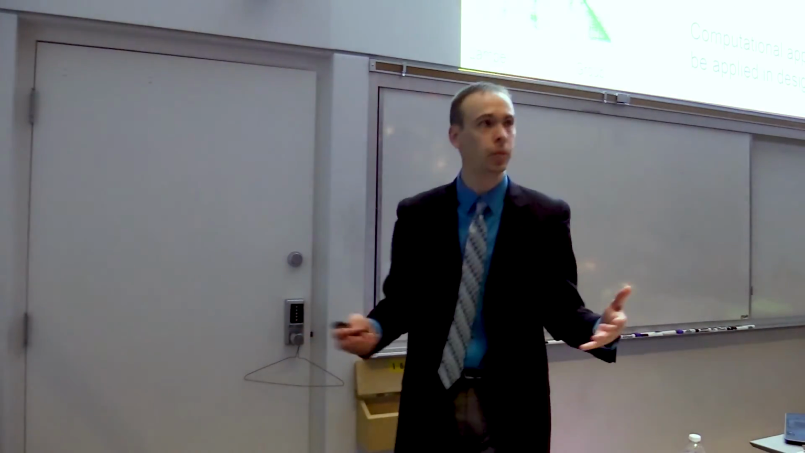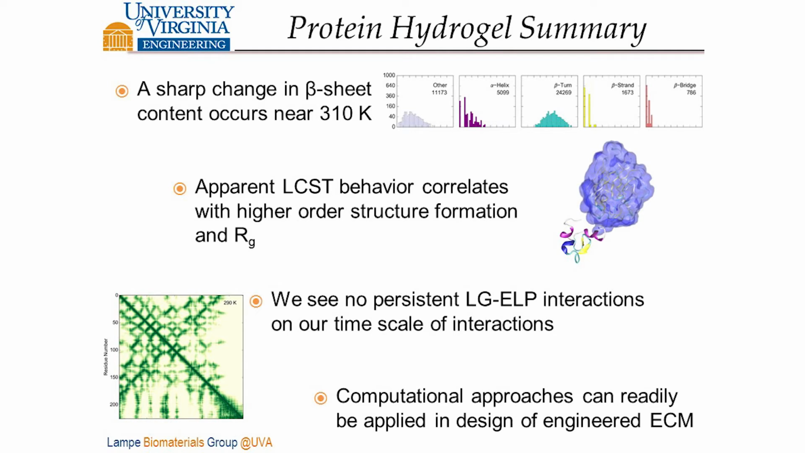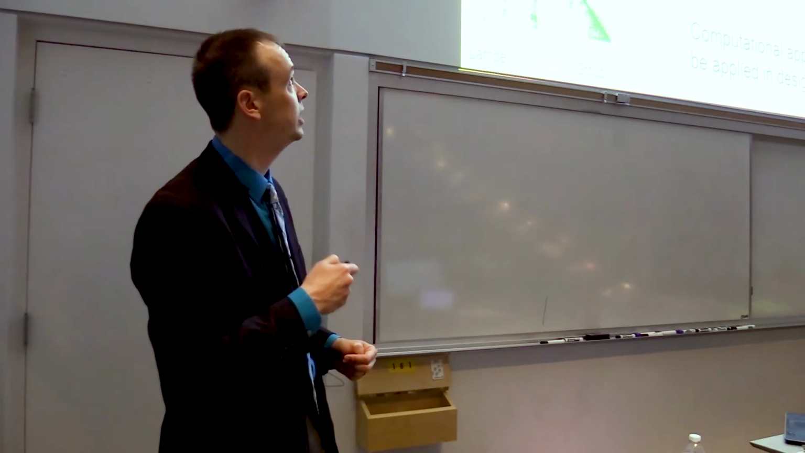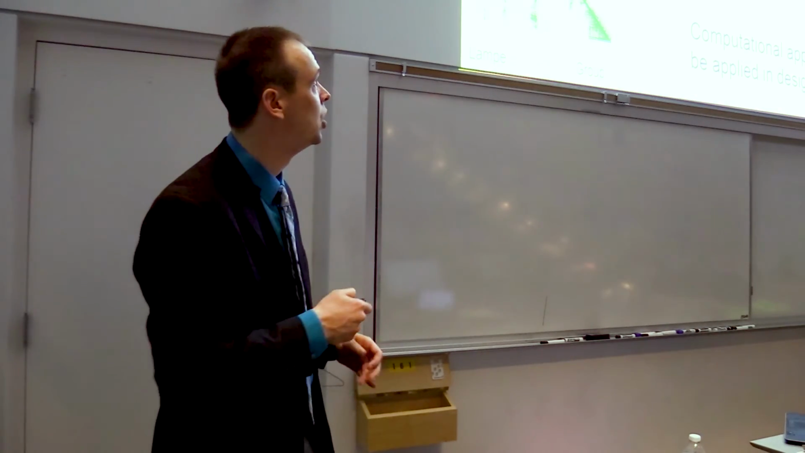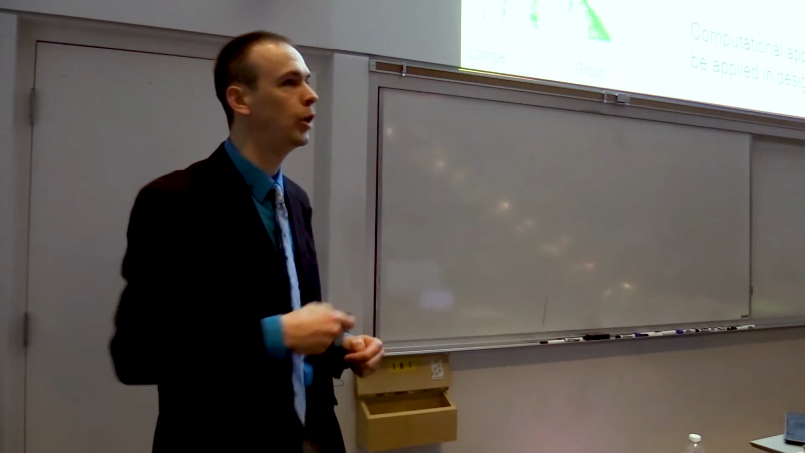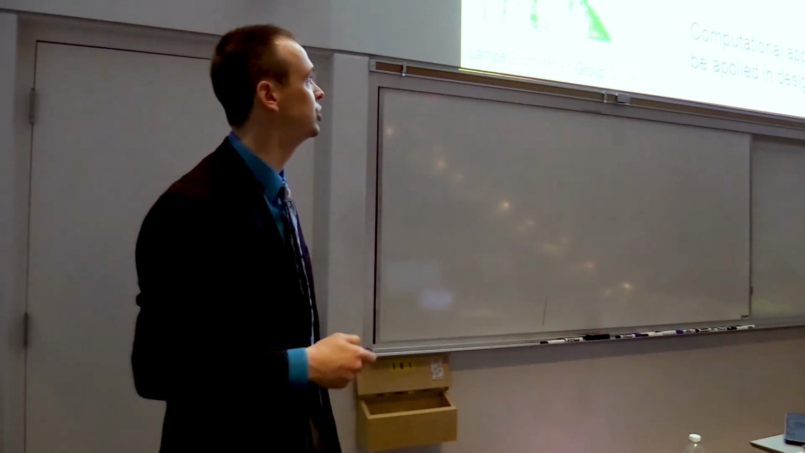So quick summary of the proteins then, right? We have a sharp change in that important beta sheet secondary structure at a particular temperature or close to that. We've observed then, we correlated that to an apparent LCST behavior, right? So we see a higher radius of gyration, higher order structure. We don't see, in this region, the LG and ELP regions just gluing themselves to each other.